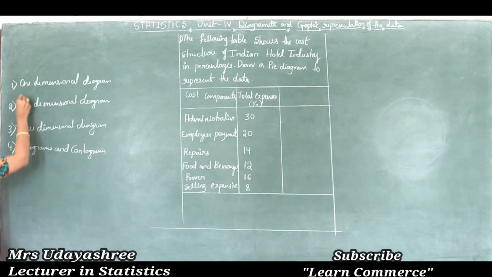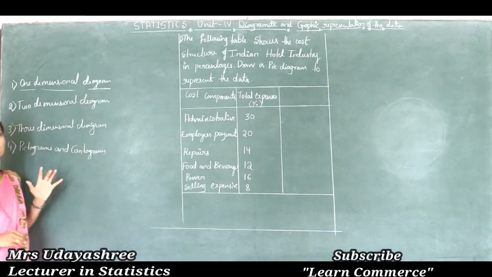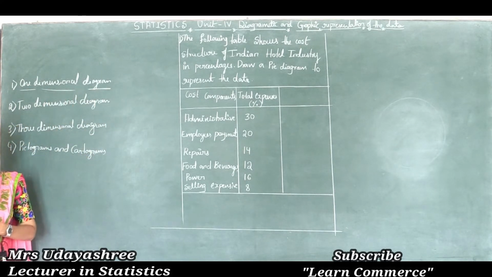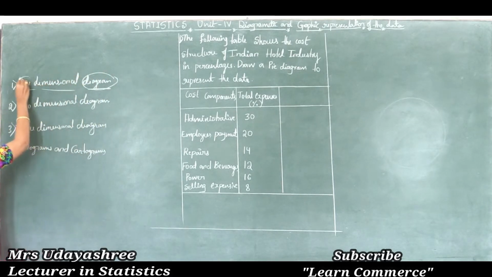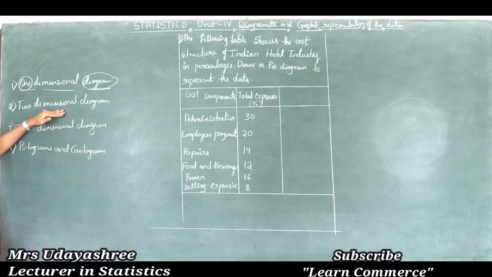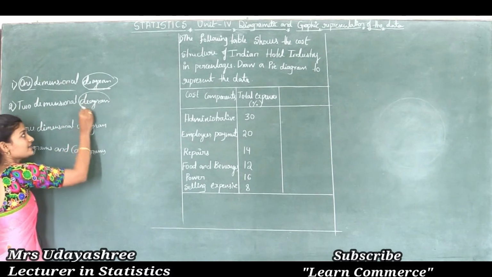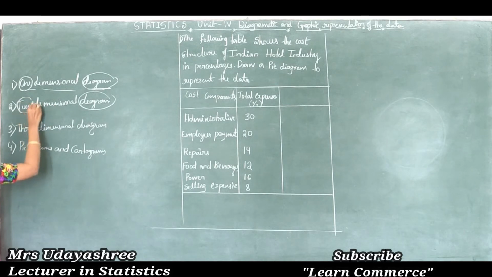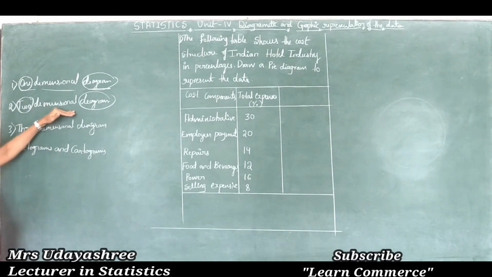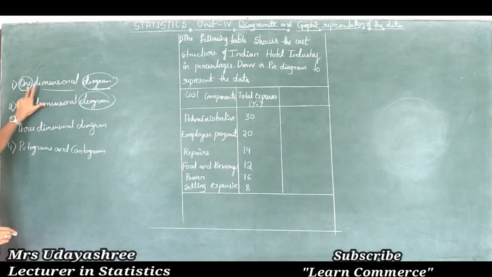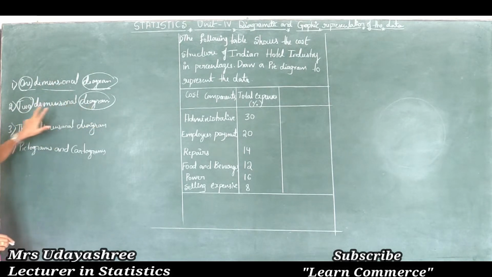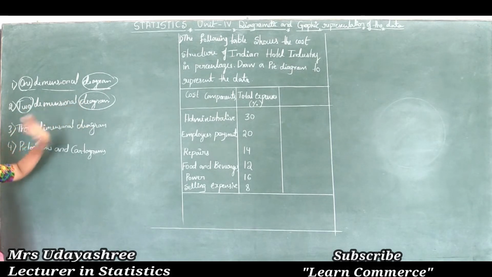And in that, we already discussed what a one-dimensional diagram is and its types. So what is a one-dimensional diagram? Diagrams drawn considering only one dimension are known as one-dimensional diagrams. So what is a two-dimensional diagram? Diagrams drawn by considering two dimensions are known as two-dimensional diagrams.